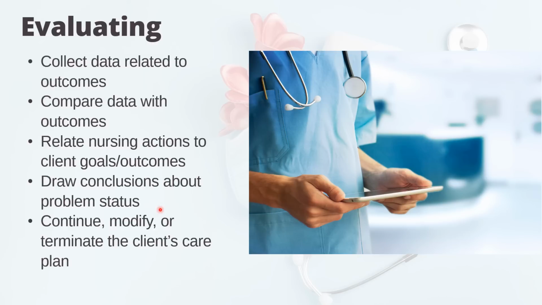And then we would draw conclusions about the problem status. Like for example, is it a goal met? Is it a goal not met? Is the goal partially met? Okay, so we have to draw conclusions. And then we could probably write a rationale about why we said the goal was partially met or the goal was not met. Okay, and then you could either continue, modify, or terminate the patient's care plan. So like for example, if the problem had been resolved, then you don't have to continue the nursing process or do the assessment again for the same problem. Okay, so that is your overview of the nursing process.